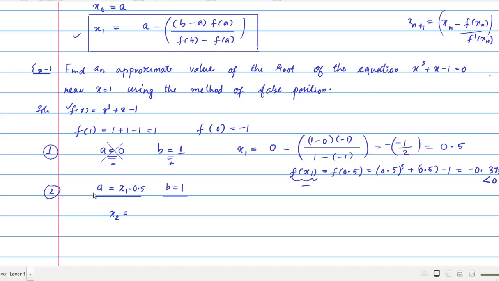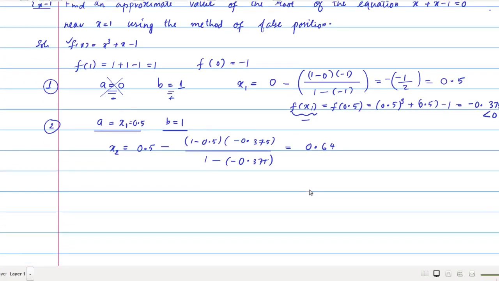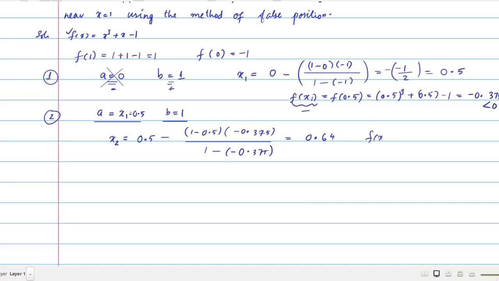In the second iteration a is 0.5. So we have 0.5 minus (1 minus 0.5), that is b minus a, times the value of f of a, that is f of x1, obtained here, minus 0.375, divided by 1 minus of minus 0.375. Just evaluate this and you will get 0.64. This is the value of x2. Now immediately evaluate f of x2, that is f of 0.64.